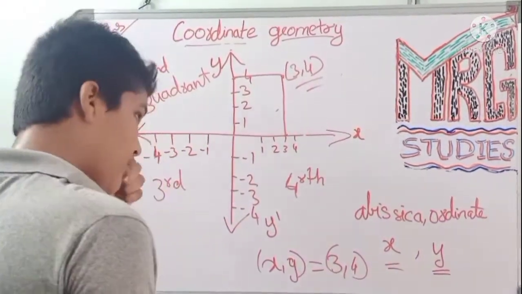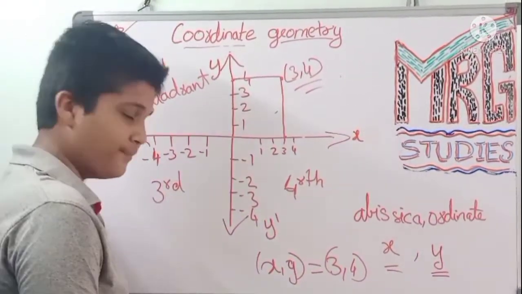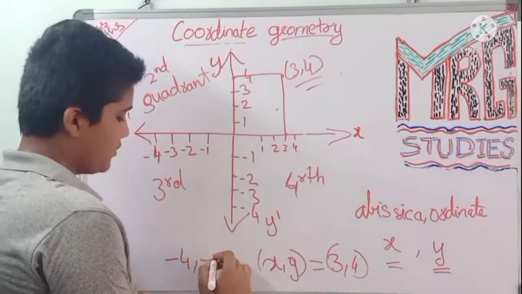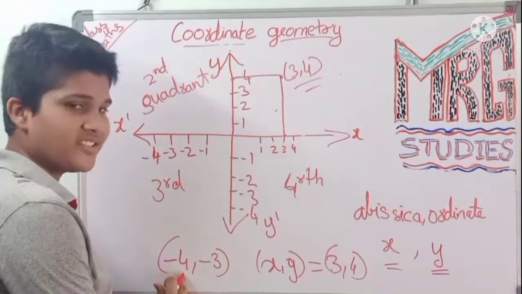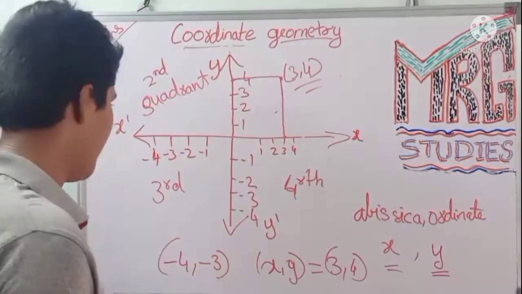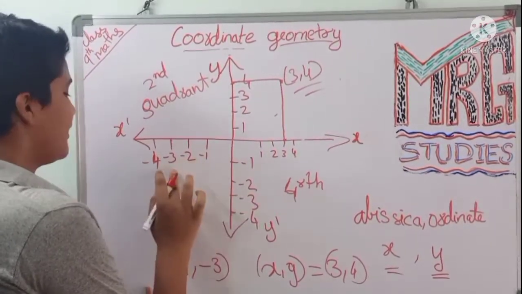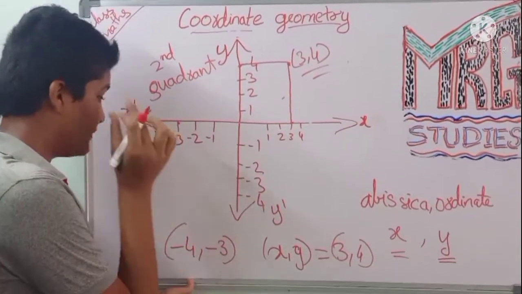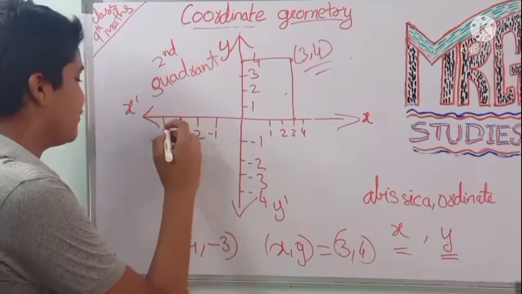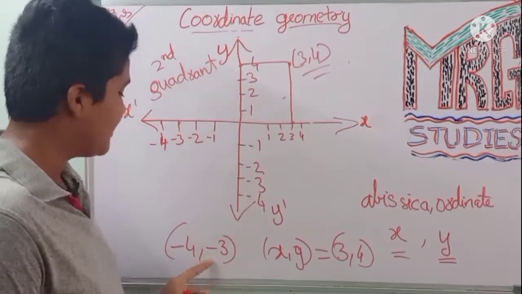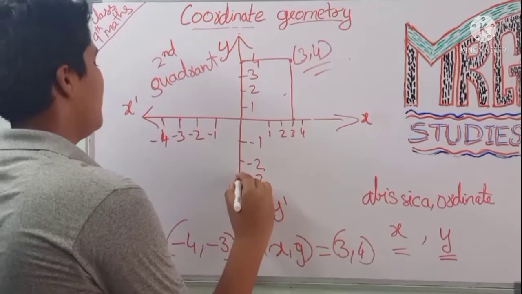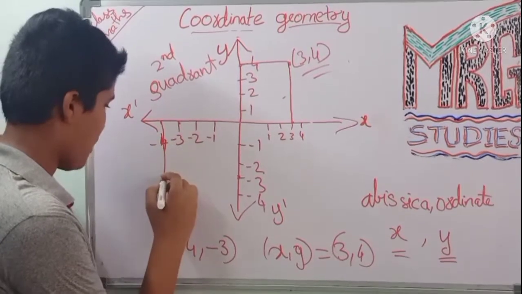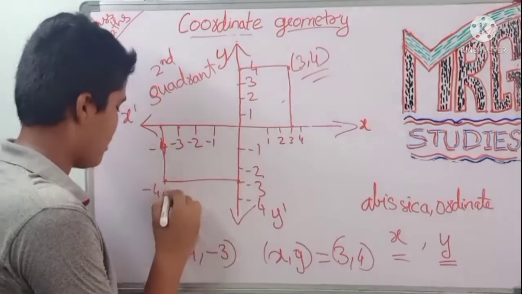For example, you got a sum like this: minus 4 comma minus 3. Here x is minus 4 and y is minus 3. In the x-axis we should find minus 4. Here we have minus 4. And in the y-axis where is minus 3? Here. Now let's join these points. So this is minus 4 comma minus 3.